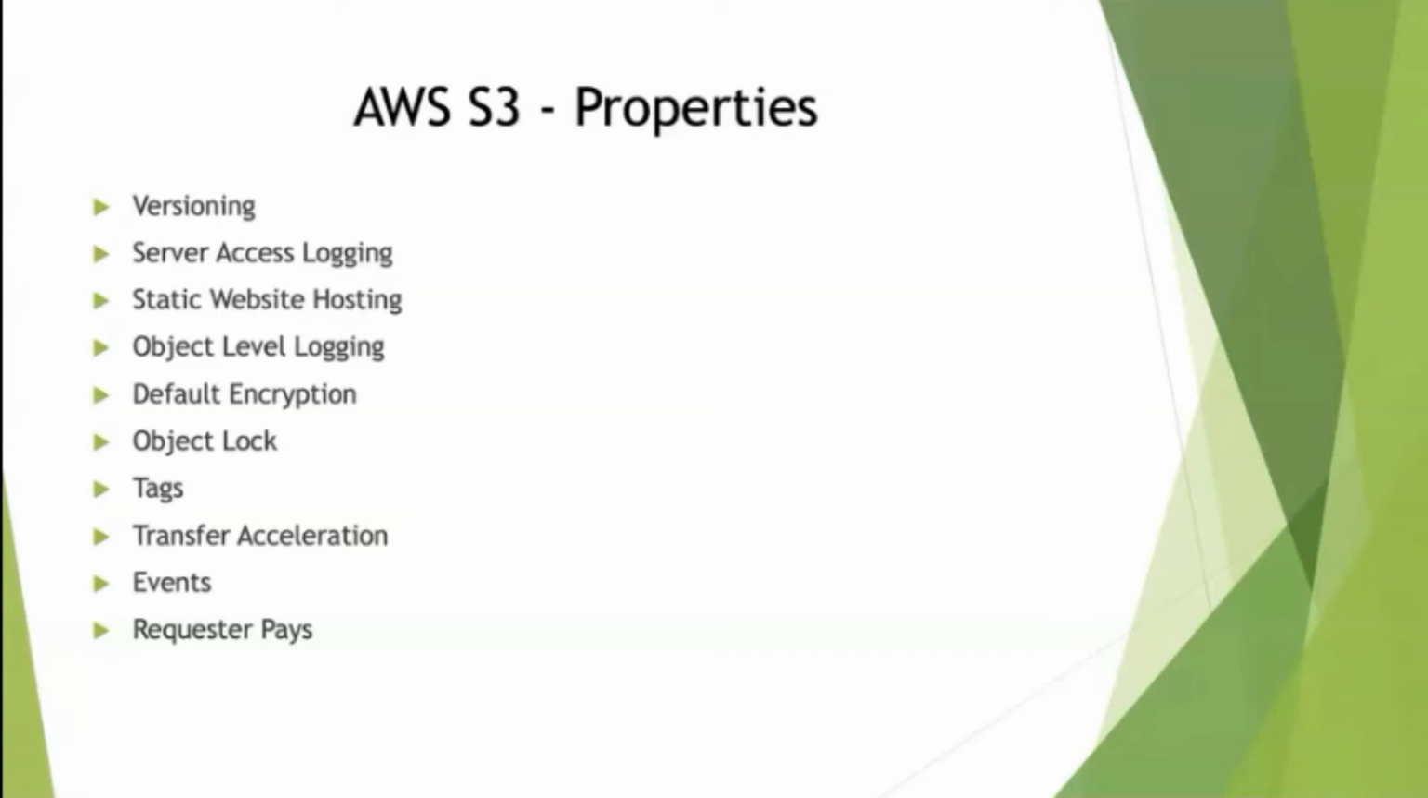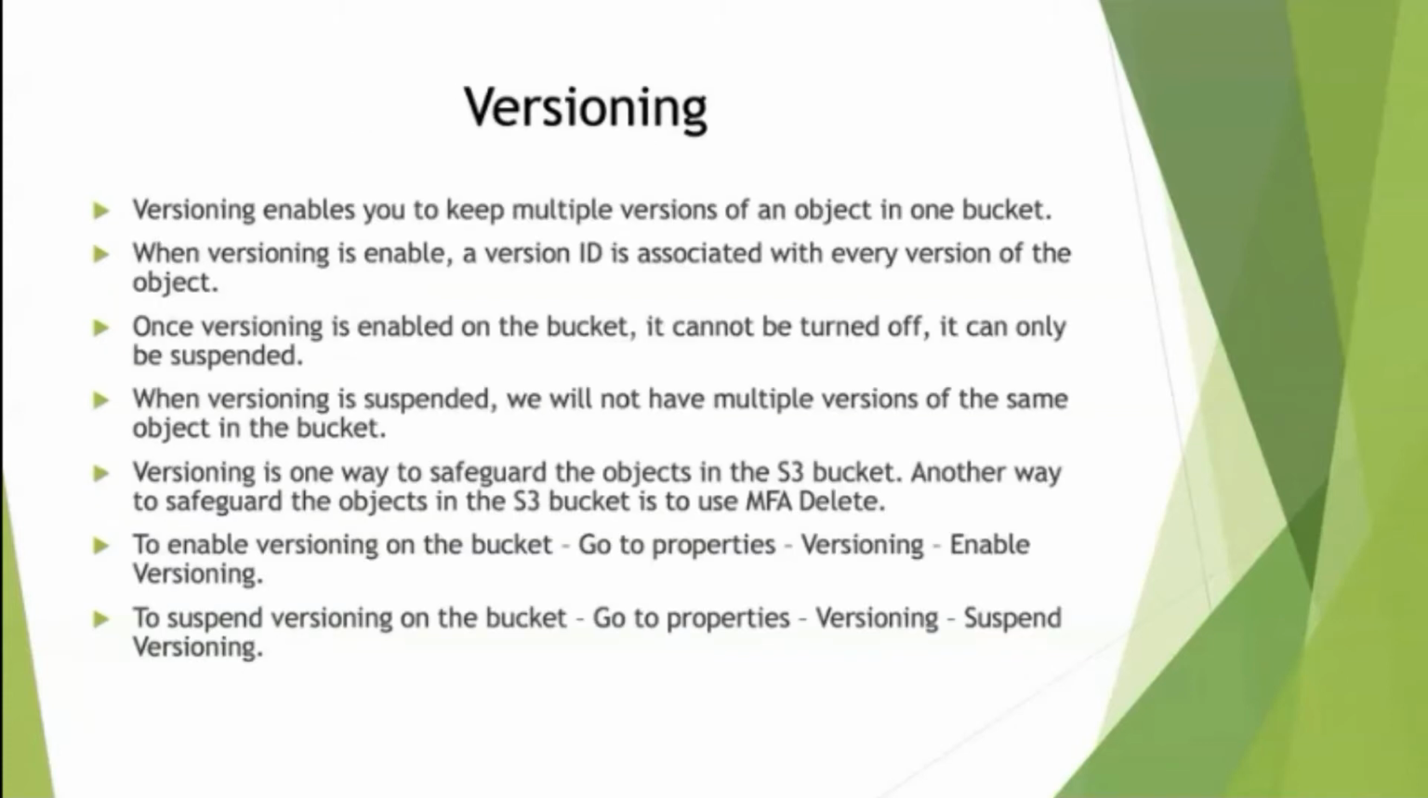So today we'll be concentrating on versioning, server access logging, static website hosting, object level logging, and default encryption. The first 5 properties. Okay. So to start off with versioning. Versioning enables you to keep multiple versions of an object in one S3 bucket.